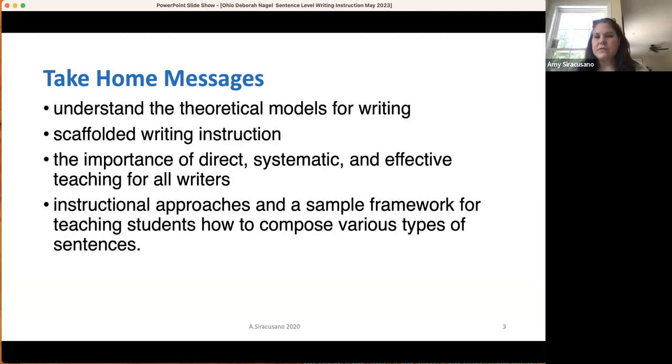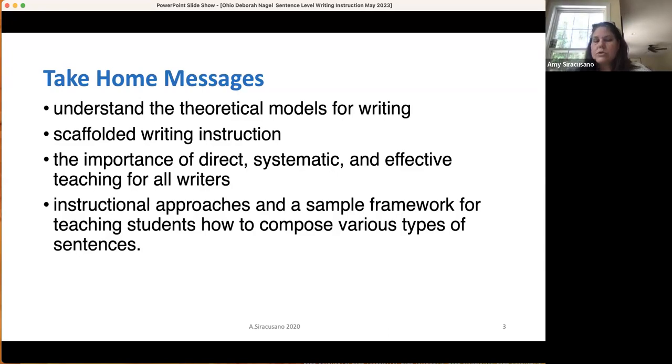So some take-home messages for today are really to understand the theoretical models for writing. So that's the first place. So what is the research telling us? What does it look like to scaffold writing in the different grade levels, and why do we need to do that? We're going to talk about the importance of direct, systematic, and effective teaching for all writers, and then really look at some instructional approaches. And hopefully I have enough time to end the day with a sample framework for how you might consider teaching students how to compose different types of sentences.